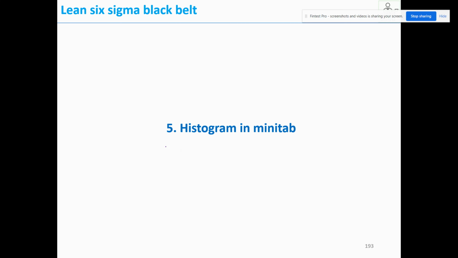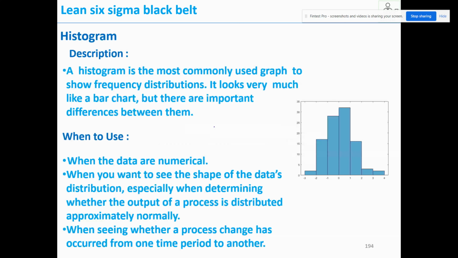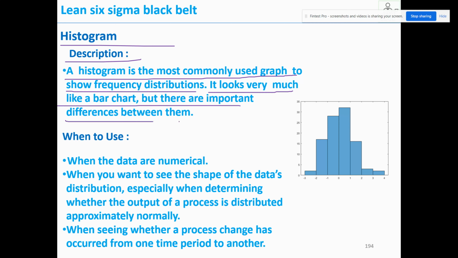So next we'll see histogram in Minitab. Histogram description. A histogram is the most commonly used graph to show frequency distribution. It looks very much like a bar chart, but there is an important difference between them. So it's like a bar chart, but there is a difference. What is that? Let us see.